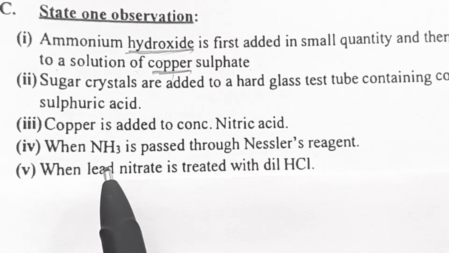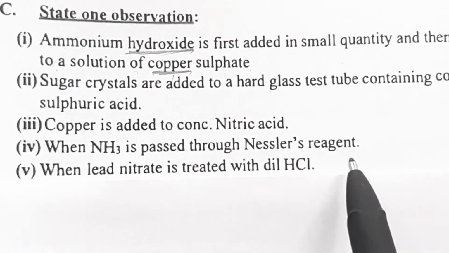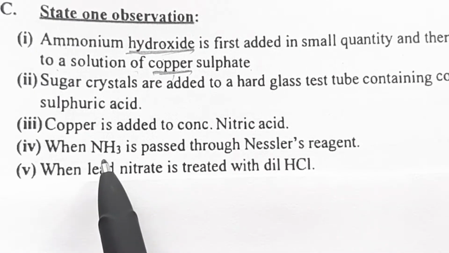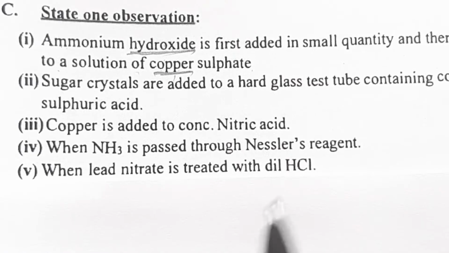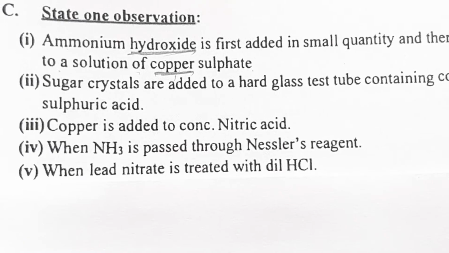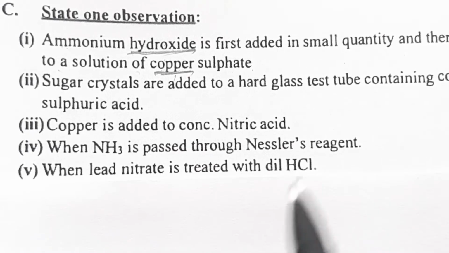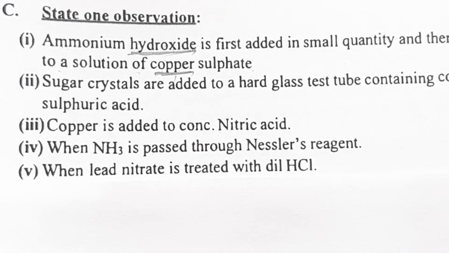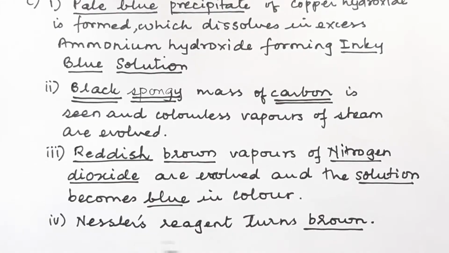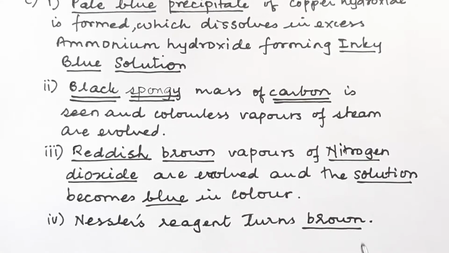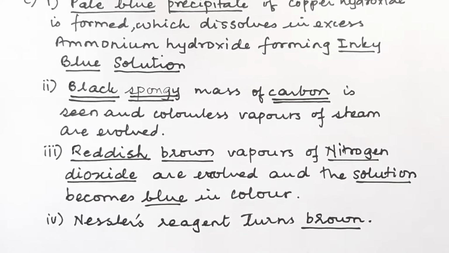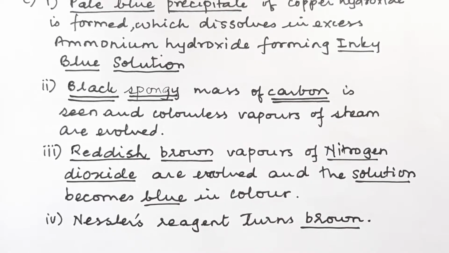Okay. When ammonia is passed through Nessler's reagent. Now ammonia with Nessler's reagent gives a brown colored precipitate, correct? So the solution turns brown. So you are going to write just that. This is a test for ammonia, right? Nessler's reagent turns brown. The way we have written, underline this brown so that the examiner knows exactly the keywords and can easily give you marks.